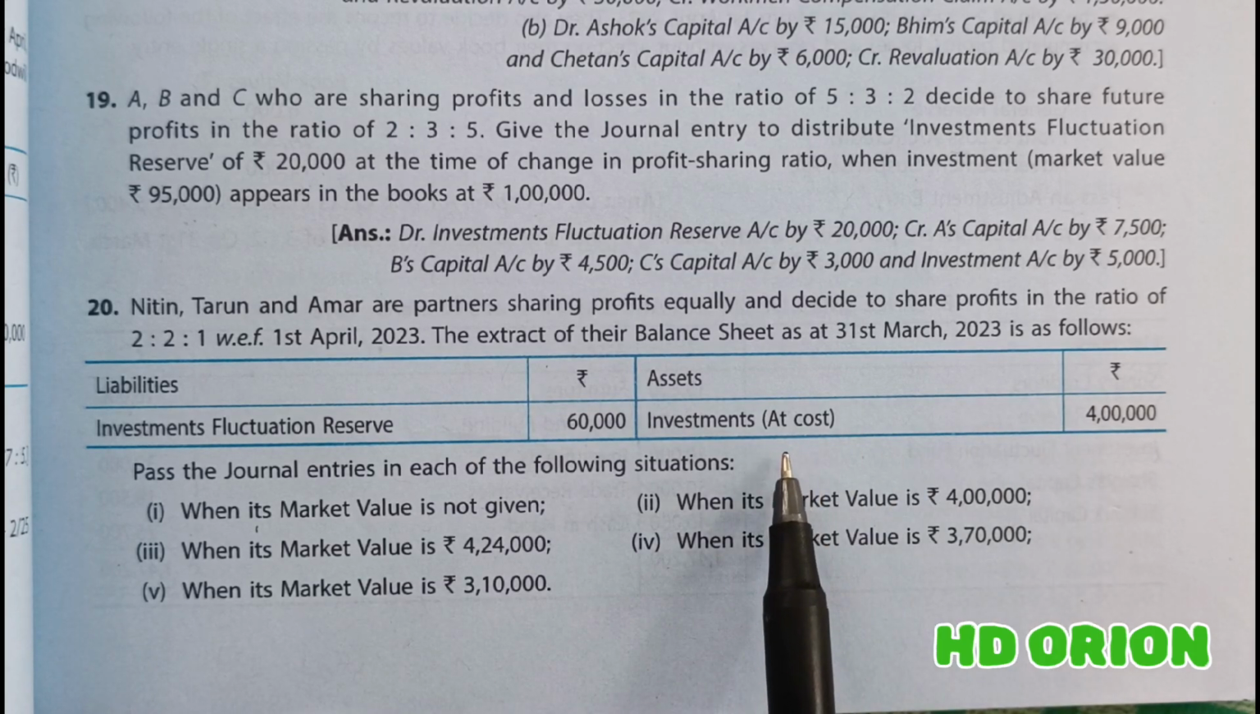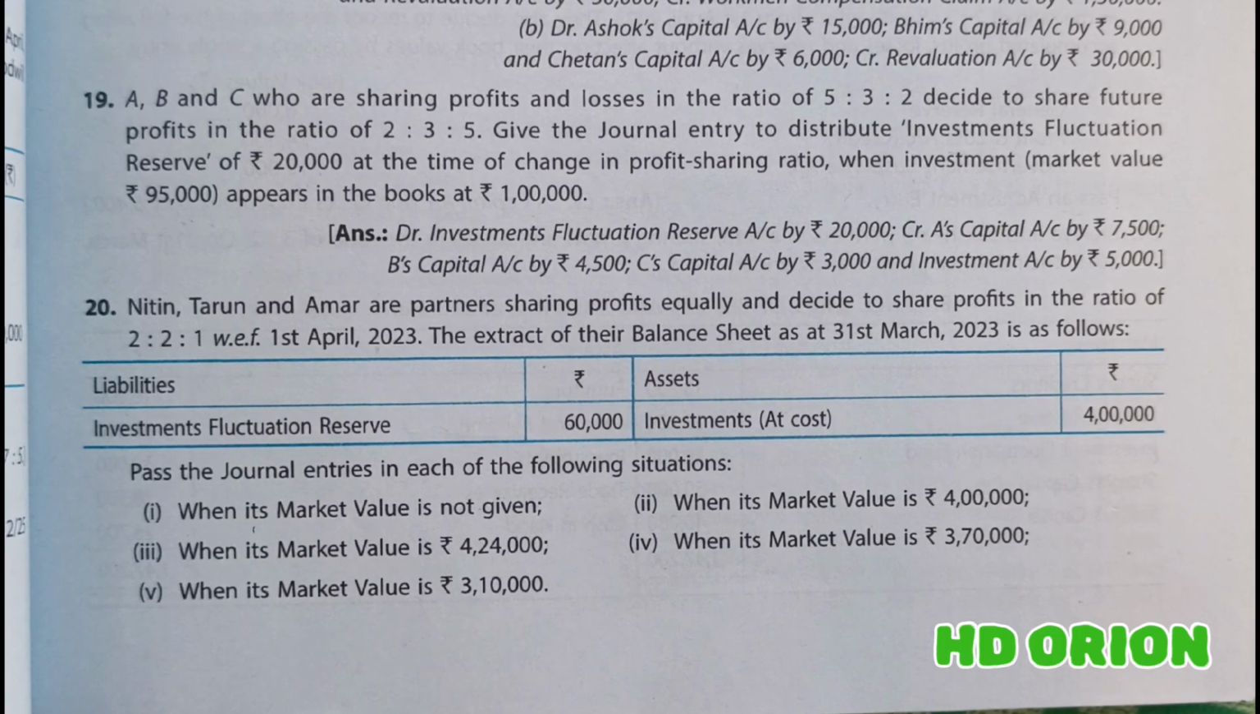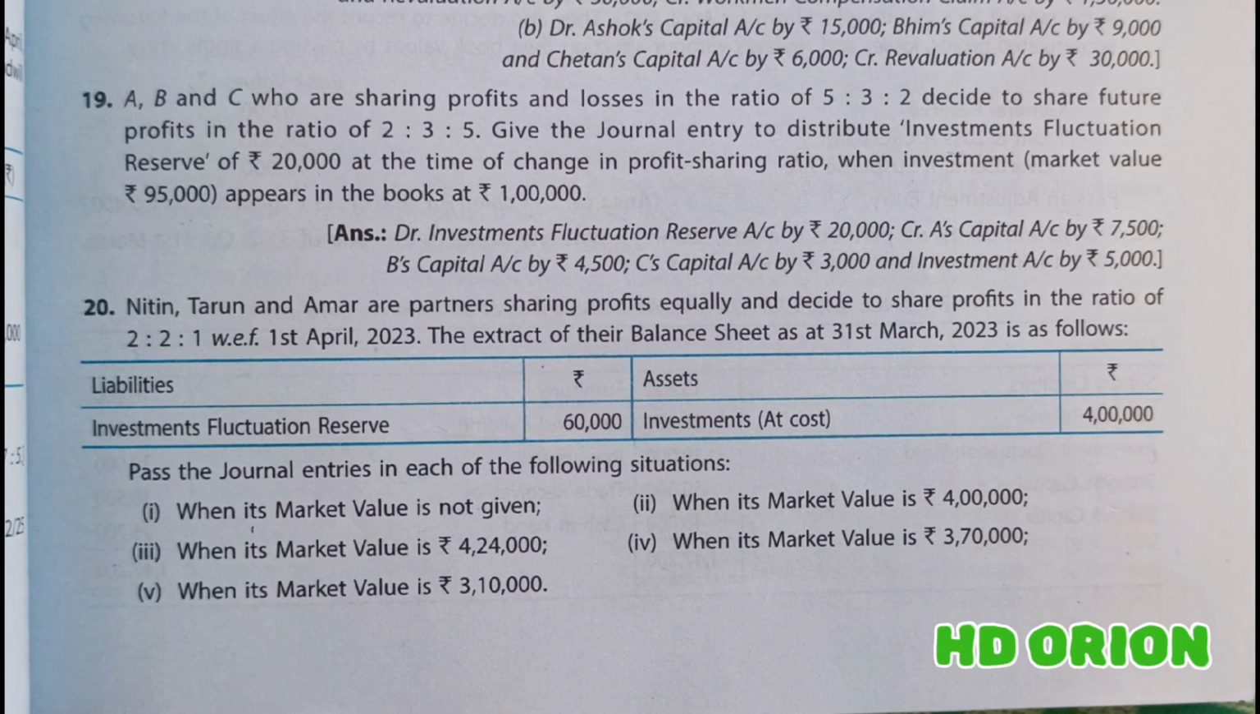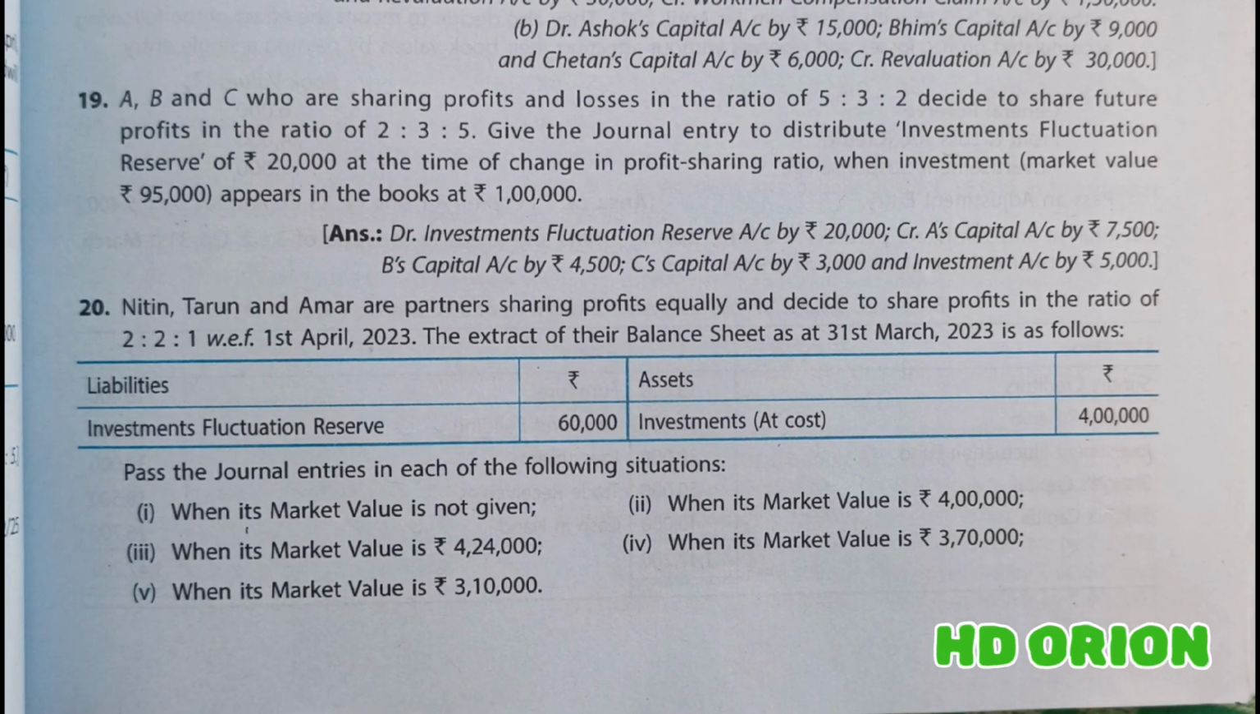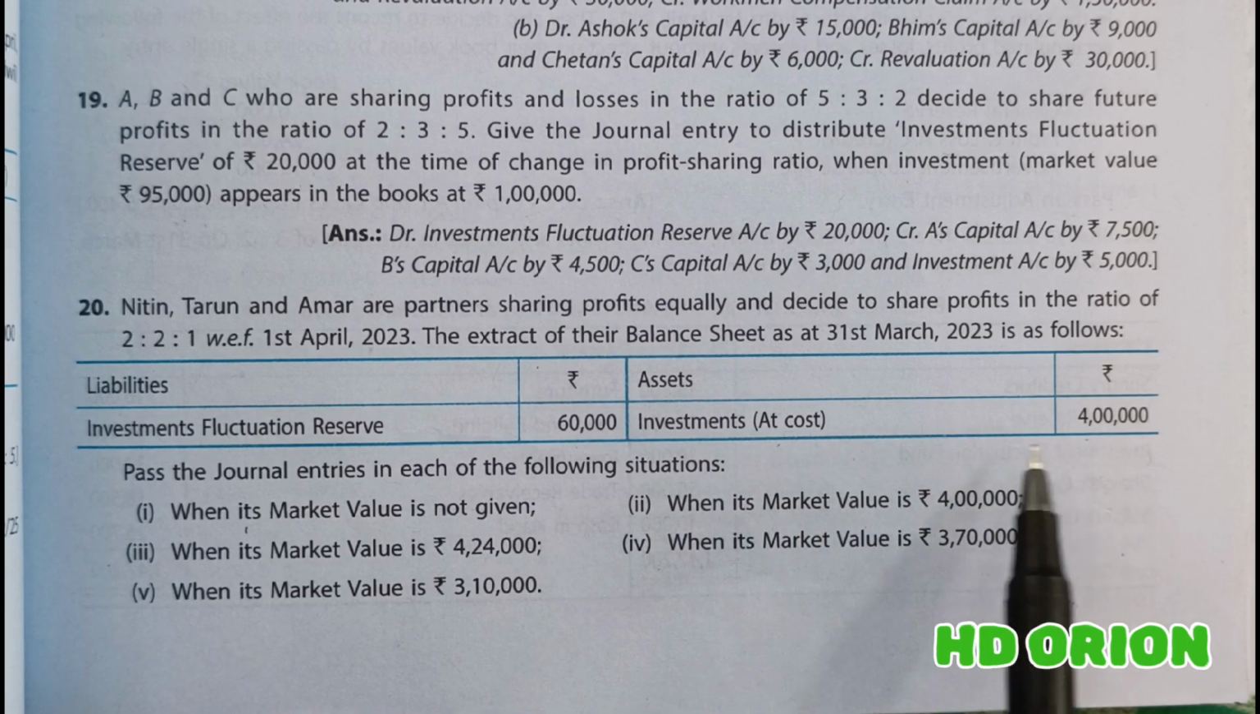Cost means, you know the cost concept in accountancy, that whatever we purchase, the price at which we have acquired the asset, that will be shown in the balance sheet. So at cost, it means the firm has acquired these investments for rupees 4 lakh, but the market value of investments keeps on fluctuating every day. So there are five situations given here where the market value is to be compared with the book value, and the treatment of the reserve is expected in this question as the solution.